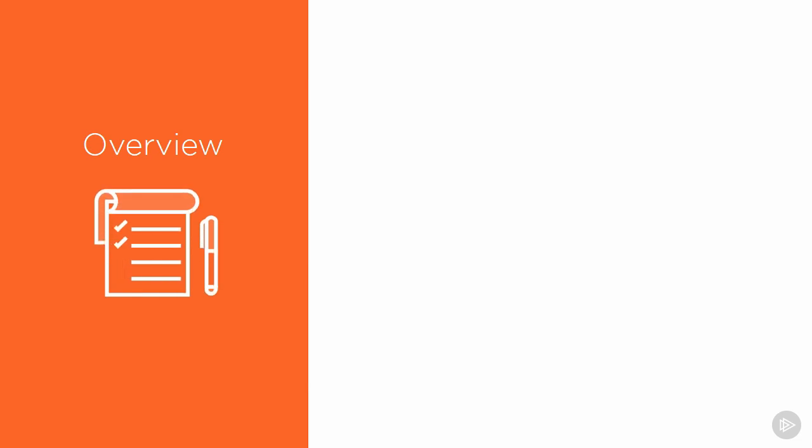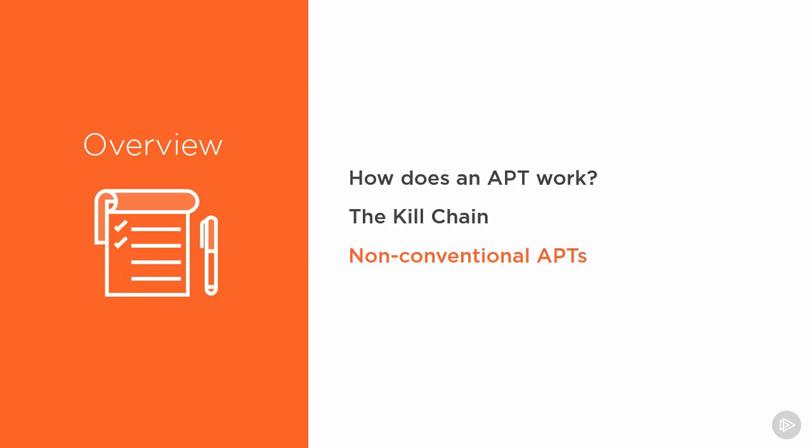Therefore, the last thing that we'll cover in this module is how non-conventional APTs behave and how they differ from more standard ones. Now let's begin by taking a look at the kill chain.